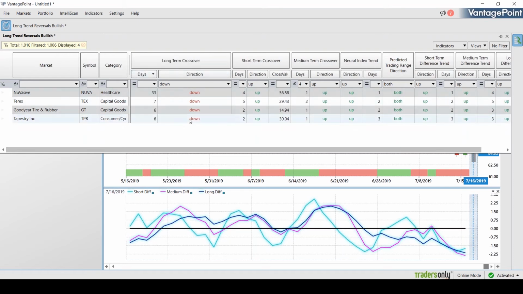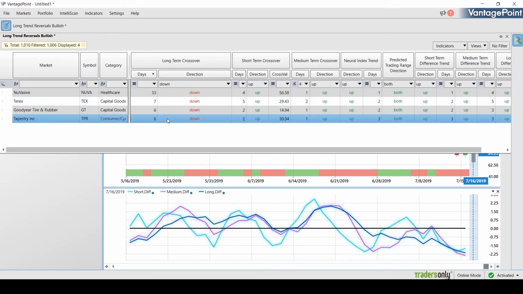The long-term crossover, all this is saying when this is pointed down is that our long-term has not yet crossed over our moving average, our simple moving average. So our predicted long-term crossover has not yet occurred. So this number right here can be very, very valuable because this is actually showing you opportunities that have been in a downtrend for a significant period of time that now, according to VantagePoint's shortest term indicators, are looking to take a turn back up.